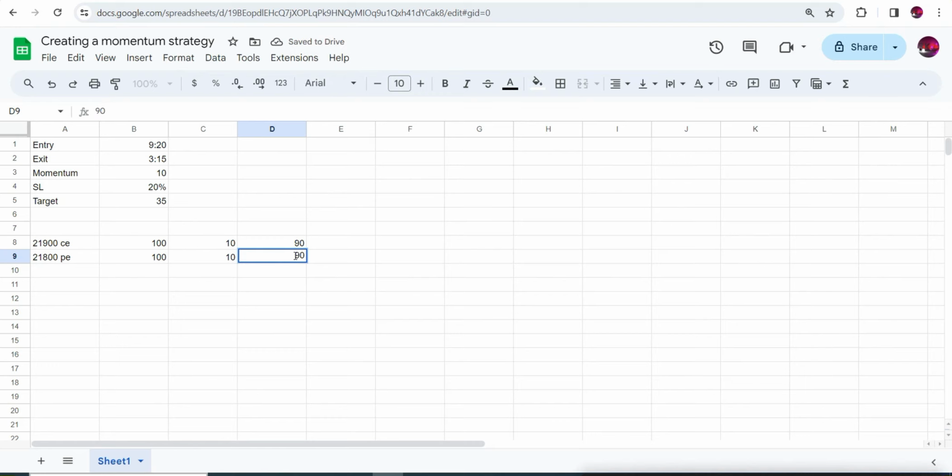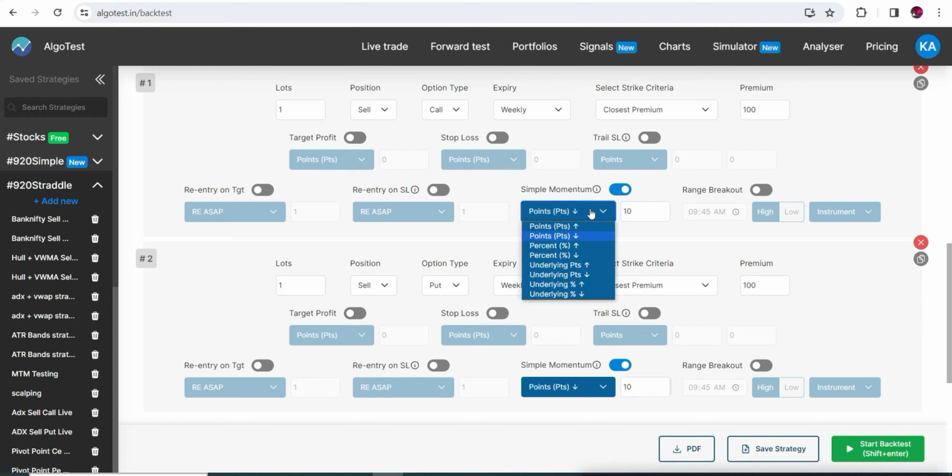So if the strike we selected was 21,900 C, if that moves to 90, then it will take entry. If that price doesn't come, it will not take entry. Similarly for 21,800 put, if it moves to 90 from 100, or from any price that day, it will take entry. If it doesn't touch the 90 price, then it will not take entry. So this is how the momentum feature in points works.